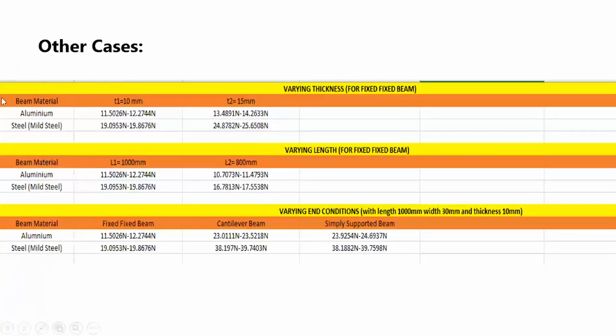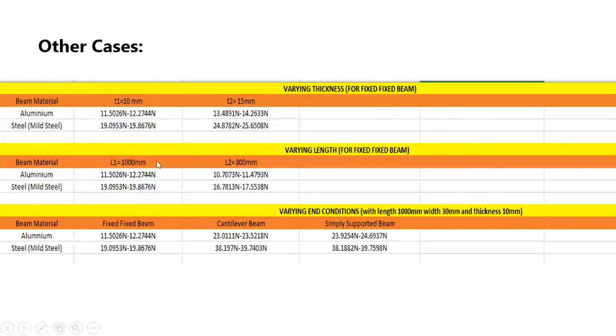So this is basically the spreadsheet in which the varying thickness has been discussed. As you can see, for aluminium, if we keep thickness as 10 mm or 15 mm, these are the ranges in which the reaction force comes out to be. And similarly for mild steel, or steel beam, we get this sort of variation.